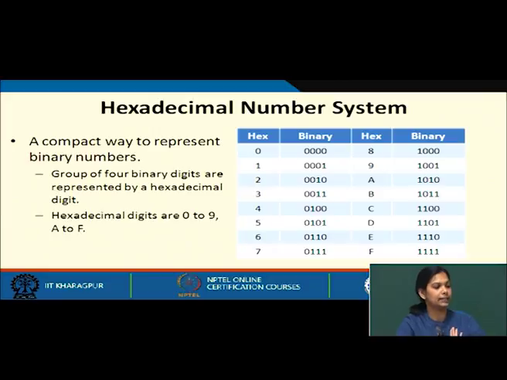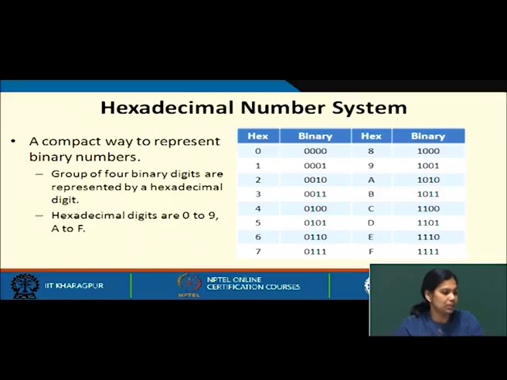Now, coming to the hexadecimal number system. Why do we require the hexadecimal number system? Let us say you have to represent a big number, a 32-bit number or a 64-bit number. If you have to represent a 64-bit number in binary, you have to write it as 0, 1, 0, 1 up to 64 bits, or if it is a 32-bit number, then you have to write 0, 1, 0, 1, whatever the number is, till 32 bits. So, it will be really very long.